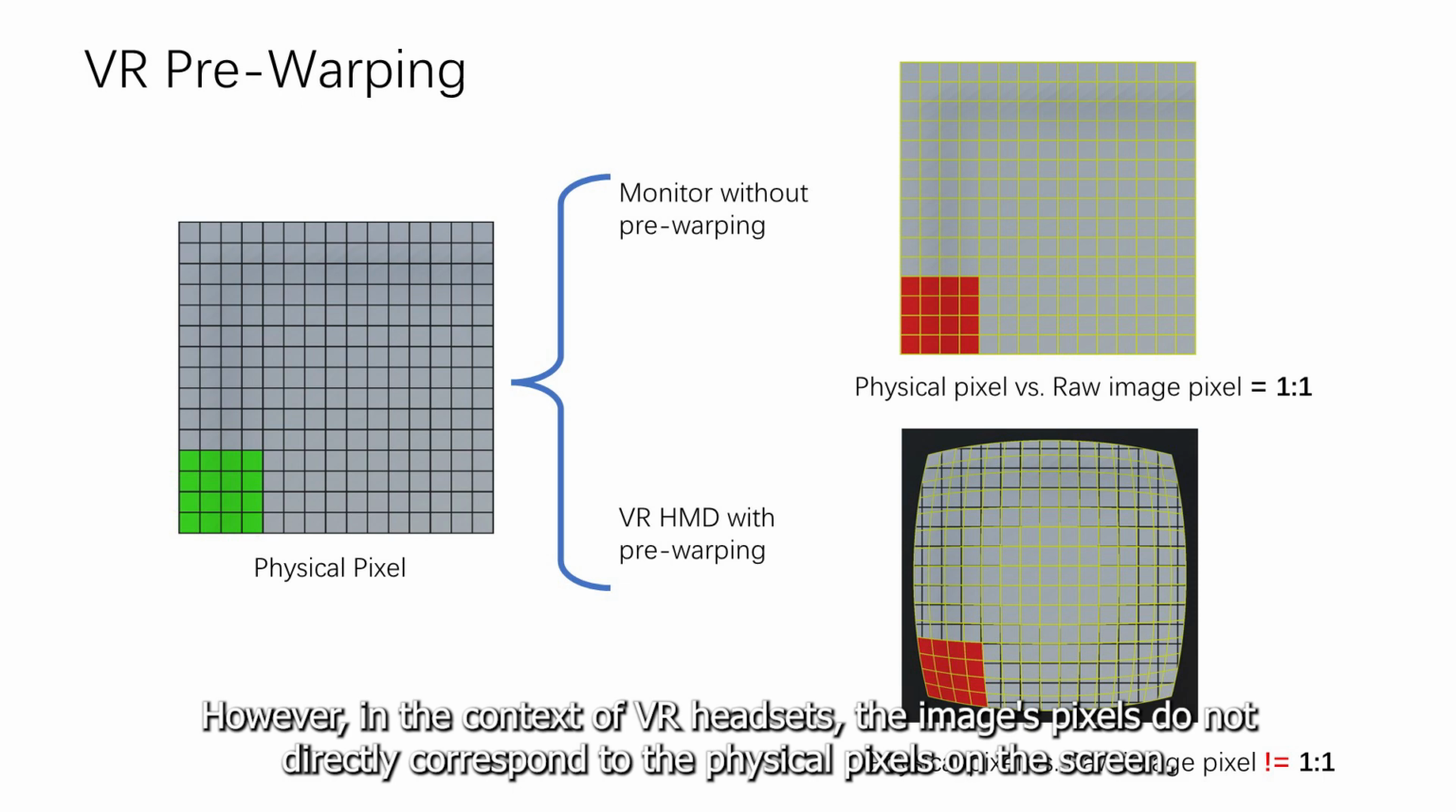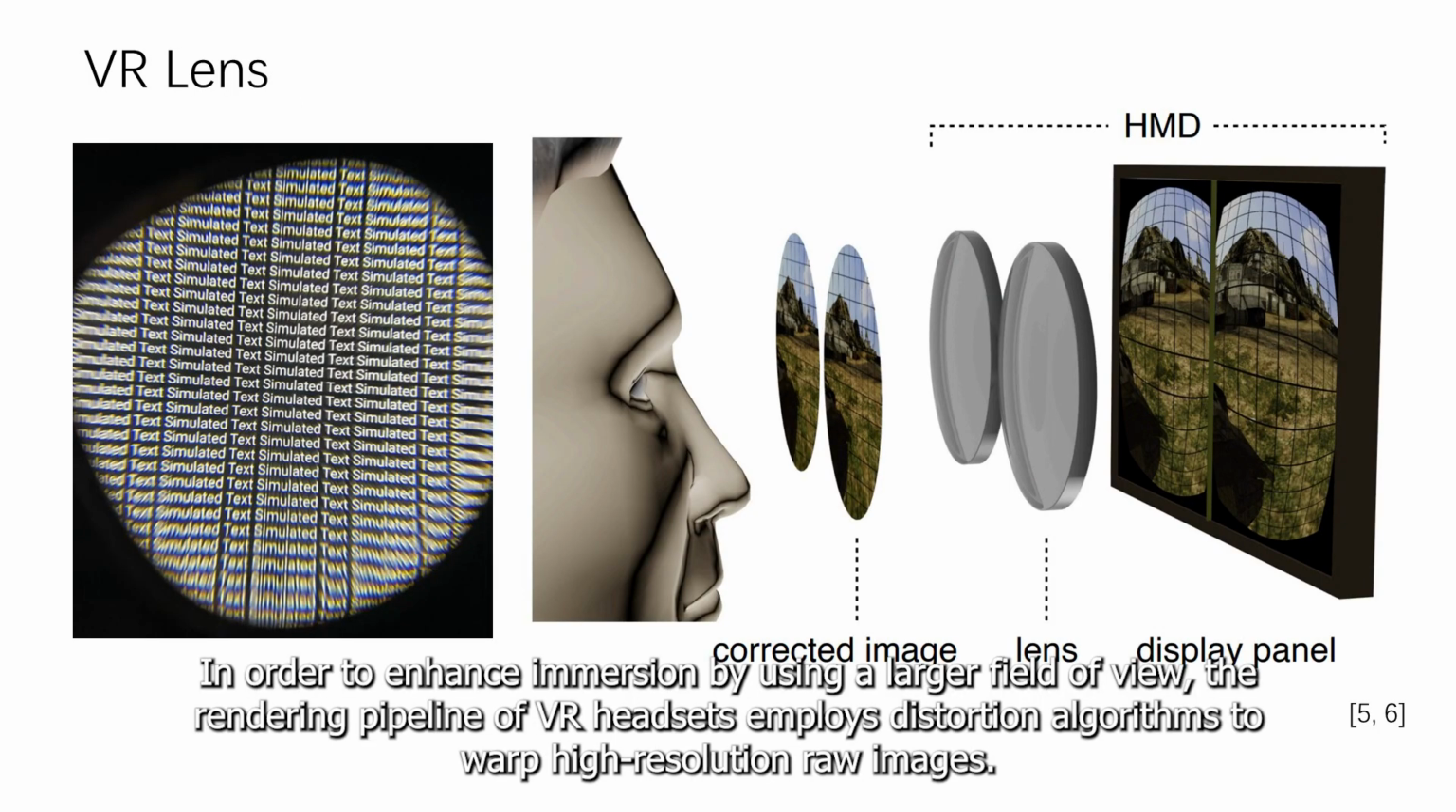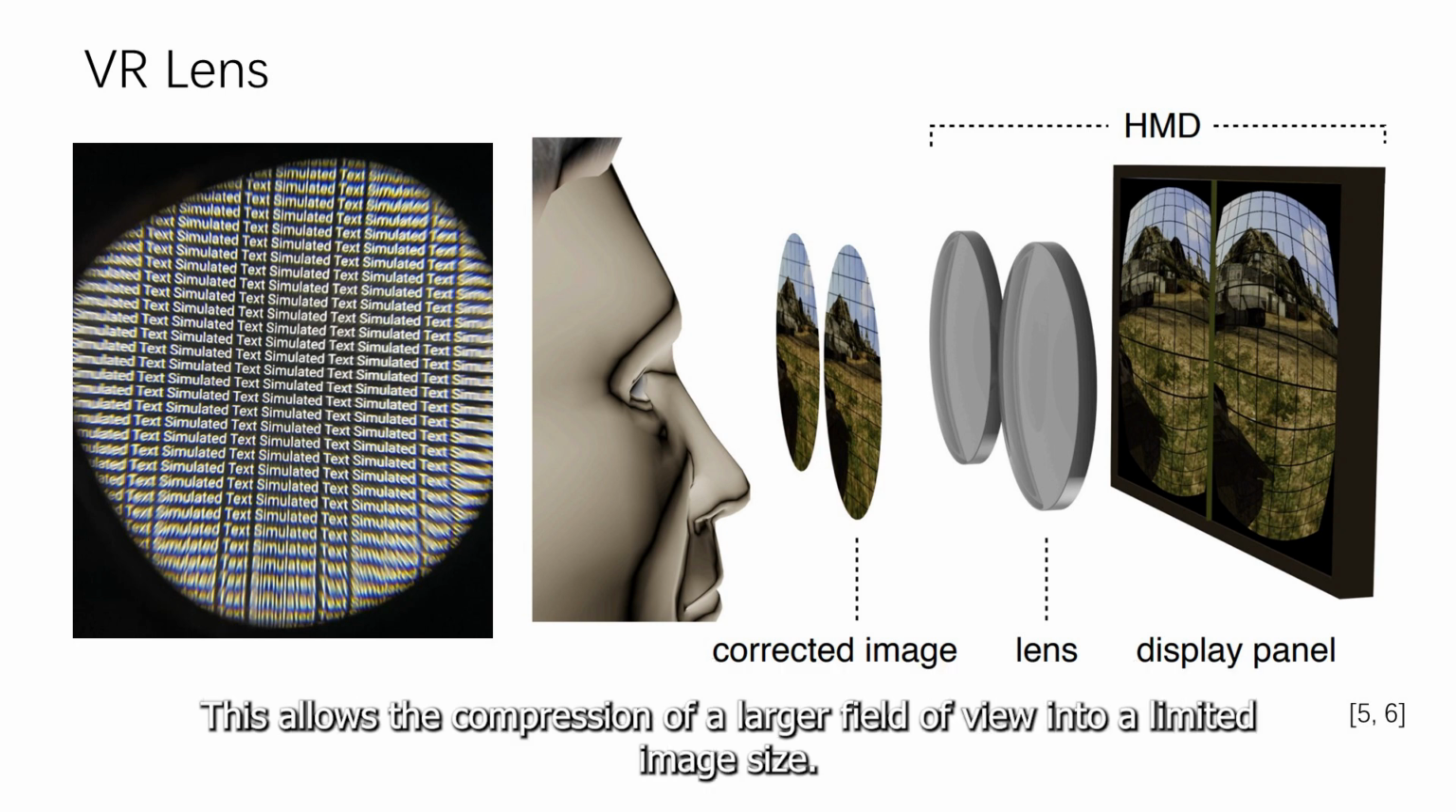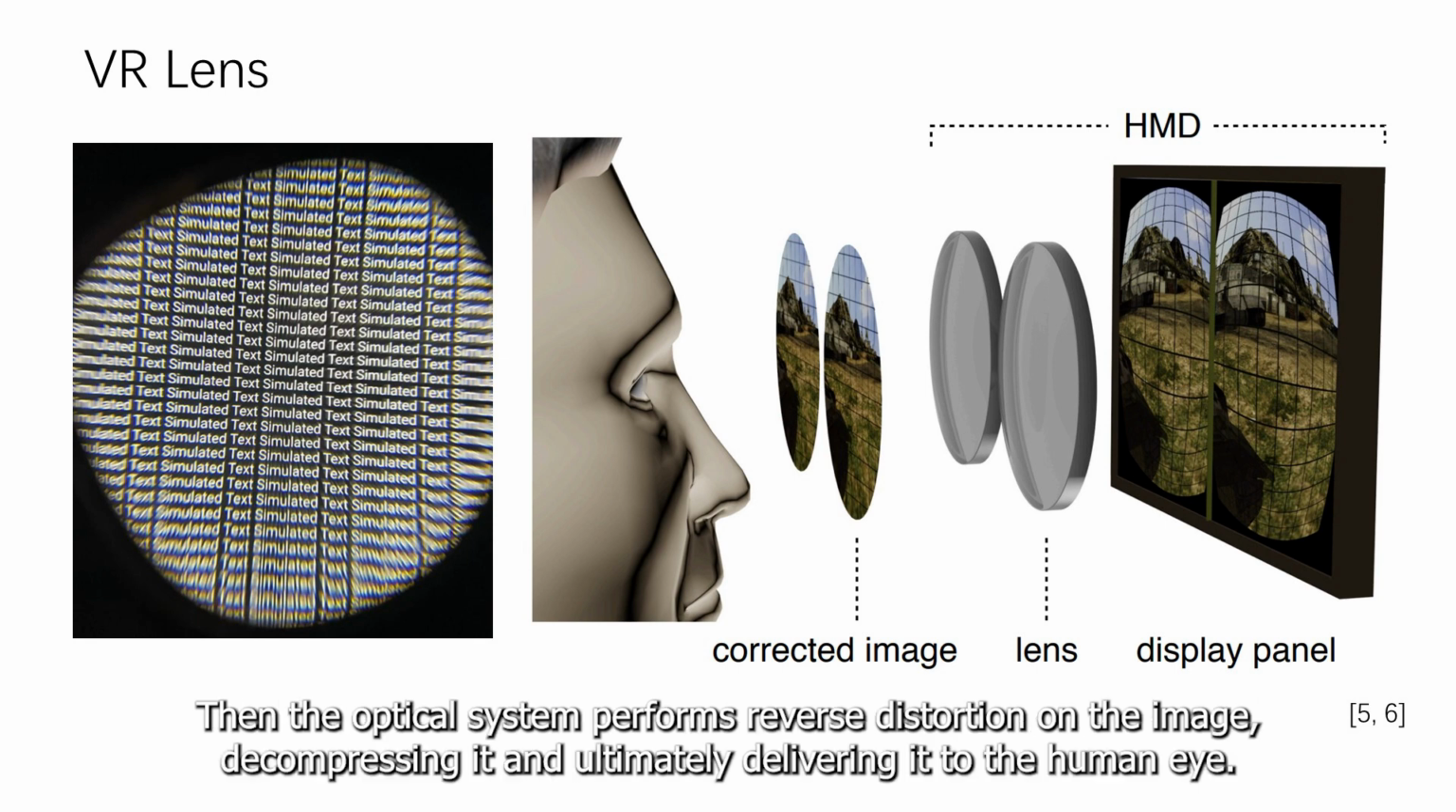However, in the context of VR headsets, the image's pixels do not directly correspond to the physical pixels on the screen. In order to enhance immersion by using a larger field of view, the rendering pipeline of VR headsets employs distortion algorithms to warp high-resolution raw images. This allows the compression of a larger field of view into a limited image size. Then the optical system performs reverse distortion on the image, decompressing it and ultimately delivering it to the human eye.